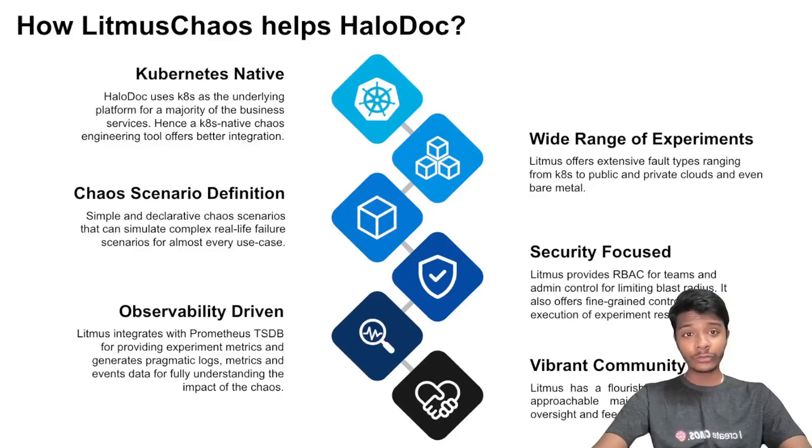Second being wide range of experiments. Considering the microservices span across several frameworks and languages such as Java, Python, C++, and Golang, it was vital to subject them to varied service level faults. Add to it the hybrid nature of the infrastructure, varied AWS services, and the ability to target non-Kubernetes entities like cloud instances, disks, etc. becomes clear.